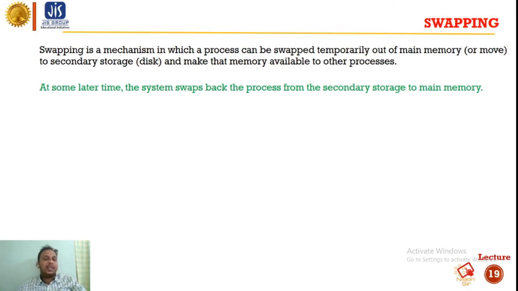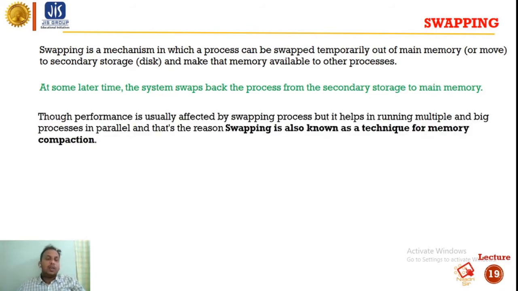At some later time, the system swaps back the process from the secondary storage to main memory. Though performance is usually affected by the swapping process, it helps in running multiple and big processes in parallel. And that's the reason swapping is also known as a technique for memory compression.